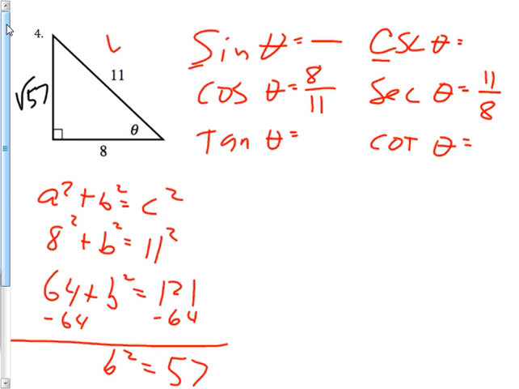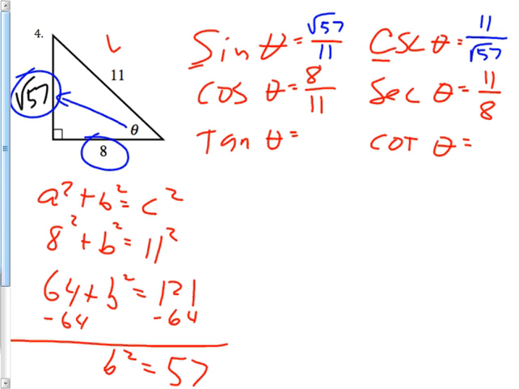Sine is opposite over hypotenuse. And I now have the opposite side, and it is the square root of 57 over the hypotenuse, which is 11. So then the cosecant, I can just flip it over. That's easy: 11 over the square root of 57. Okay. Tangent. The tangent of this angle. Tangent is opposite over adjacent, so opposite side over adjacent side: the square root of 57 over 8, and then just flip it over for the last one. Okay, that's how you do that kind.